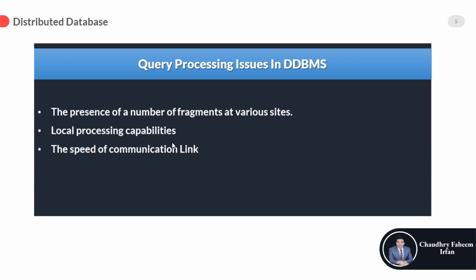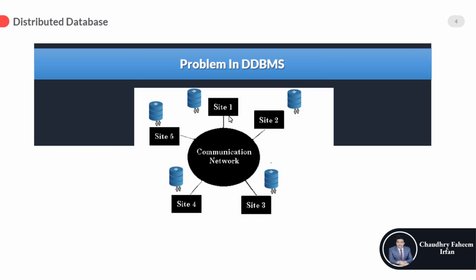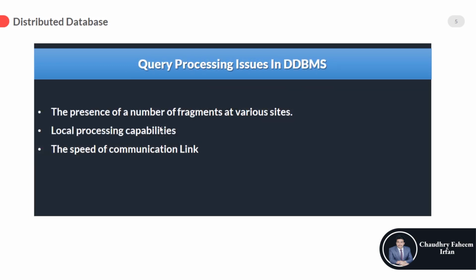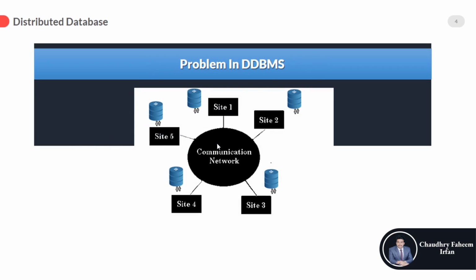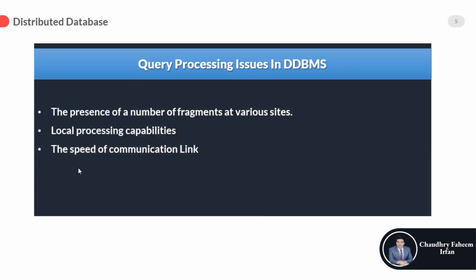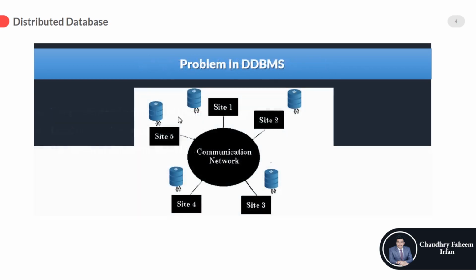So here are the query processing issues in DDBMS. The presence of a number of fragments at various sites. It means that we have a database or fragments at site 1, 2, 3, 4, 5. You know that in a distributed database management system, local processing capabilities may not be good. So our third problem is the speed of the communication link. Maybe due to the many requests, the speed of the communication network goes down.